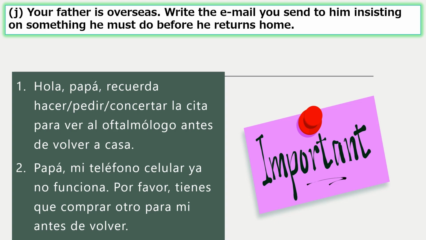So the first response, of course, is saying, Hi, Daddy. Remember to make the appointment to see the ophthalmologist before you return home. And the second one, Daddy, my cellular phone no longer works. Please buy another one for me before you come back home.